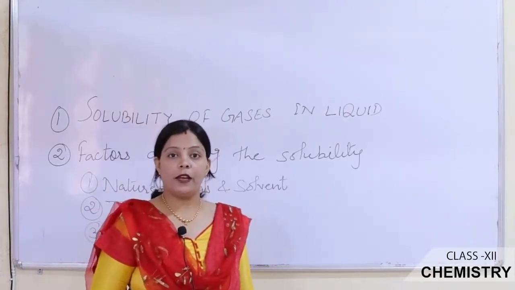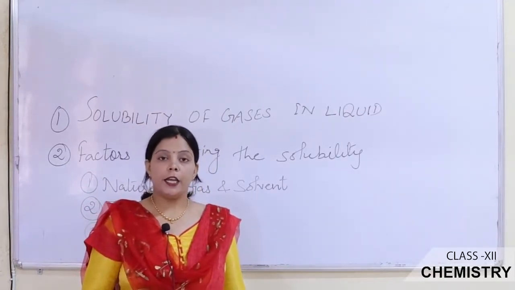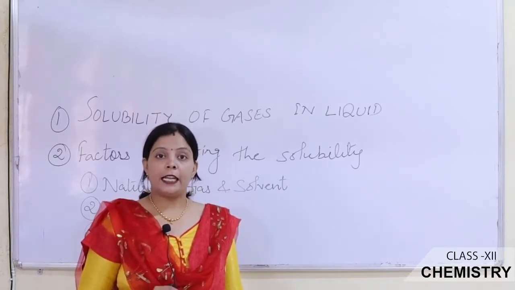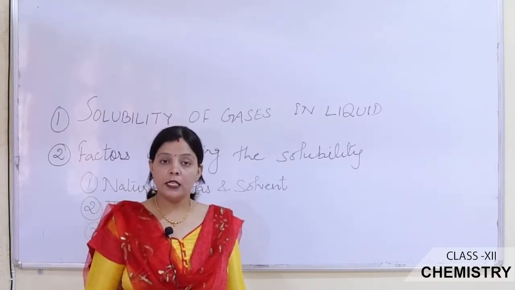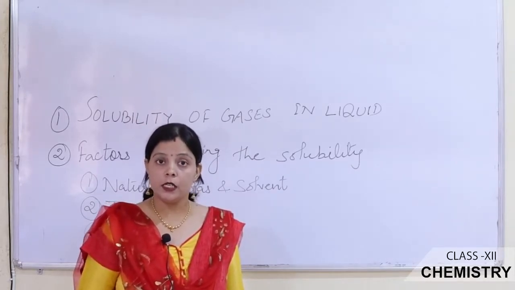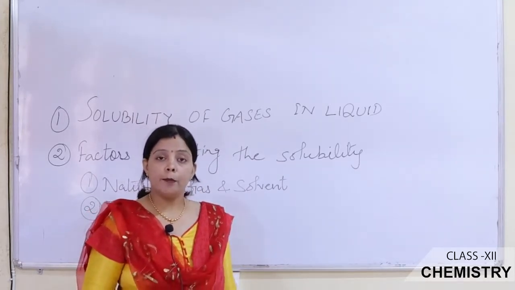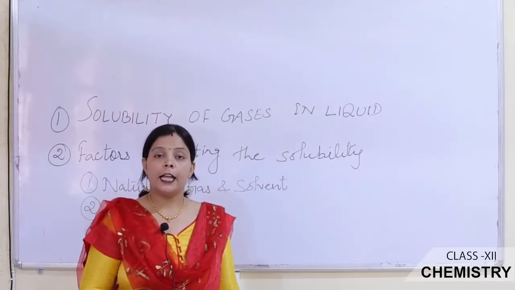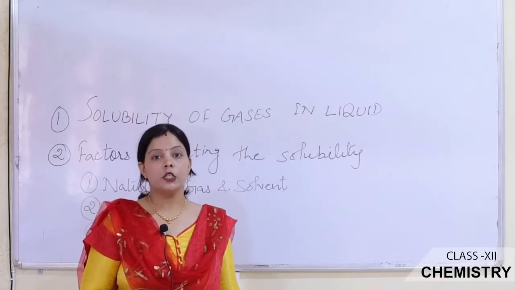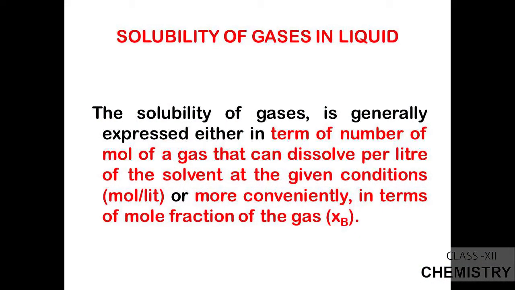The solubility of a gas in a liquid is defined as the number of moles of gas that can dissolve in 1 liter of the solvent at the given temperature, or in other words, the mole fraction of the gas that can be dissolved in 1 liter of the solvent. The solubility of gases is generally expressed either as the number of moles of gas that dissolve per liter of solvent at the given condition, or more conveniently in terms of the mole fraction of the gas.